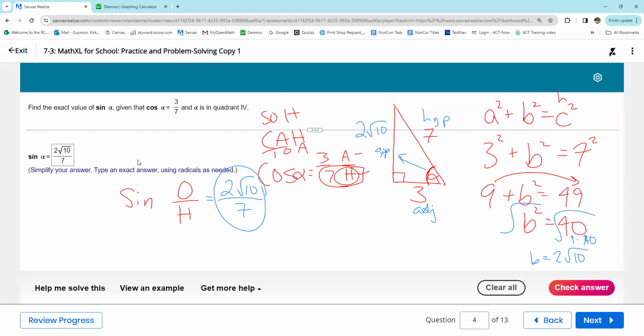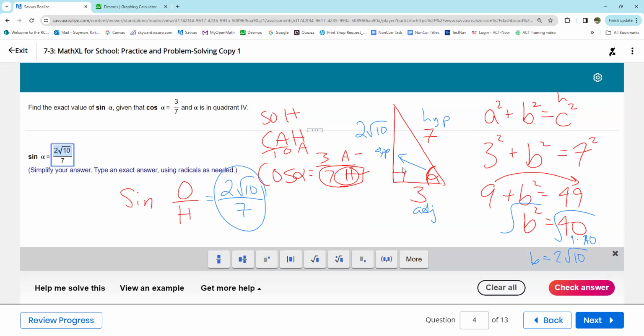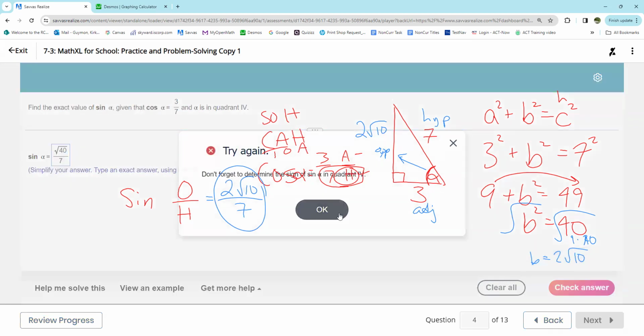Oh boy. One thing I might consider is maybe they didn't simplify this 40. Let's see. 3 squared was definitely 9. 7 squared is 49. Type an exact answer. Well, I feel pretty good about the answer we came up with. So let's check and see if they didn't take that 2 out of there. That would be subtract 9 from the 49, we'd have 40. Square root of 40, 4 times 10 is 40, square root of 4. I'm not sure. Let's see if I put it that way.